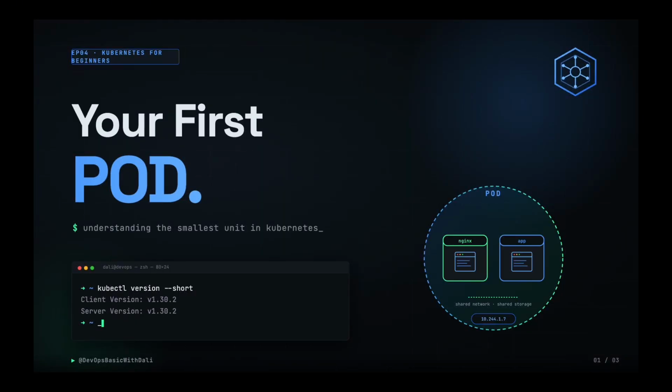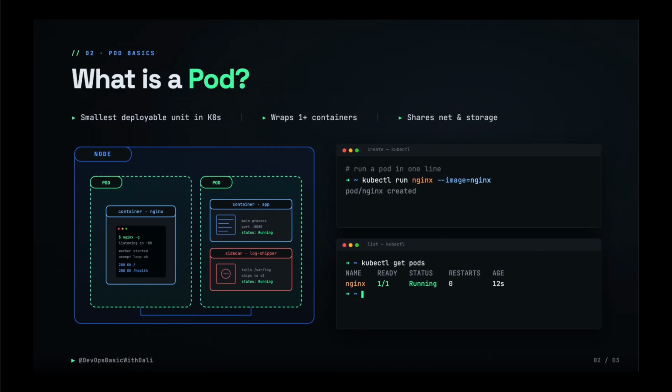Hi everyone! What we're going to do now is create our very first pod in Kubernetes. If you remember from the previous episode, Kubernetes doesn't work directly with containers. It works with pods. Before we jump fully into the hands-on part, let's understand what a pod actually is. A pod is the smallest deployable unit in Kubernetes, and in most cases, a pod contains one container.